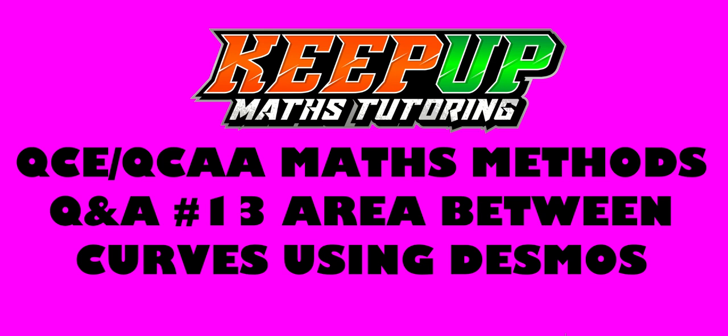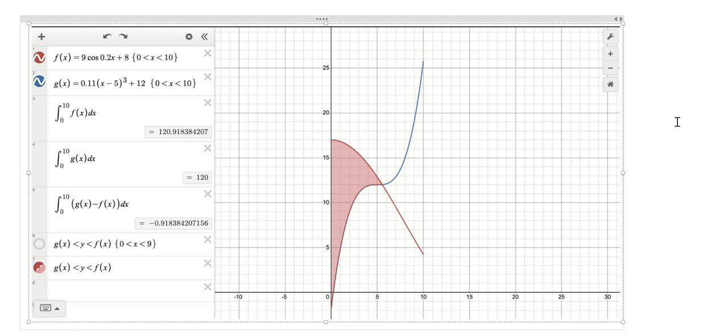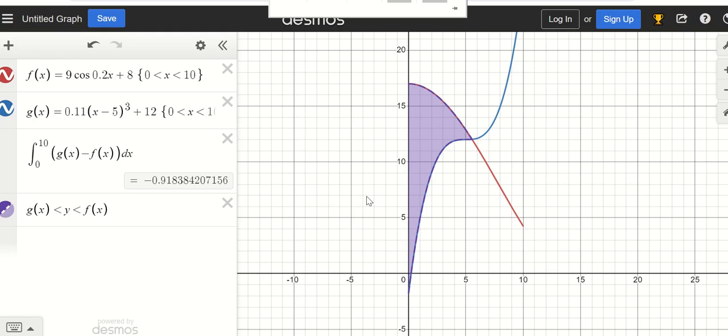Here we go, lucky question number 13 about finding the area between curves using Desmos. In this question, the student's trying to find the area of this shaded region using Desmos, and they've had a few attempts. So if you want to press pause and have a look at their attempts, maybe you'll be able to figure out where they went wrong.